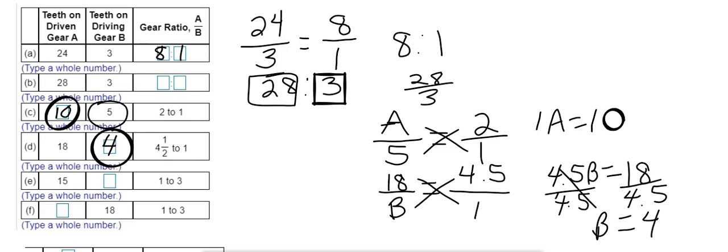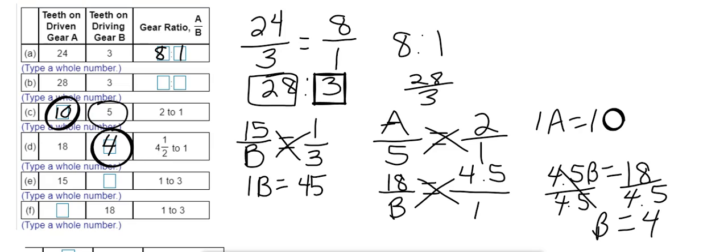On part E, it's very similar. We have 15 to an unknown b is equal to 1 to 3. So we're going to cross multiply to get 1b equals 15 times 3, which is 45, and therefore 45 is the answer that we put in the answer blank, because b equals 45.